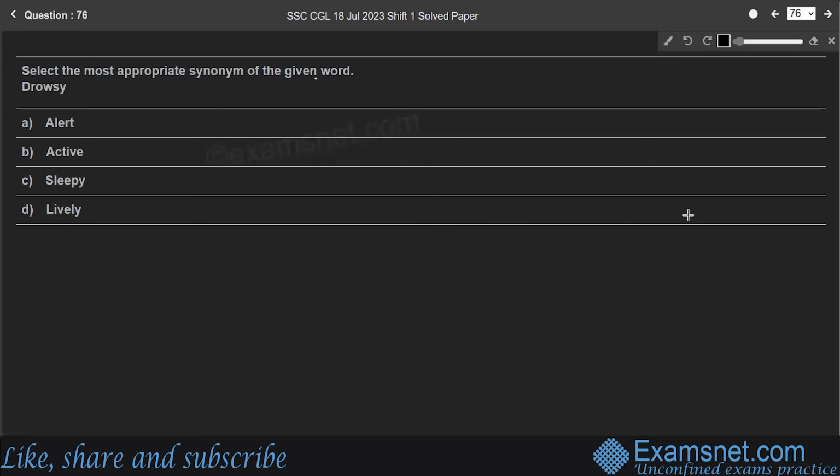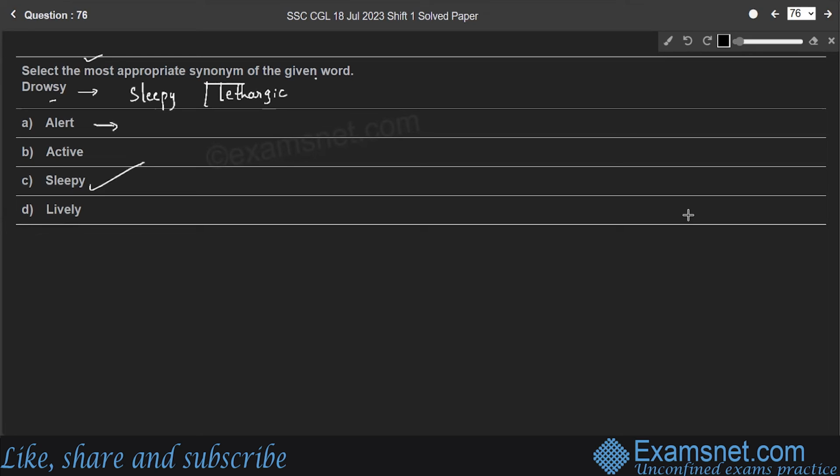Question 76. Select the most appropriate synonym of the given word drowsy. Here, students, drowsy means sleepy or lethargic, or half asleep. So all are the same. So the synonym, or similar meaning, of drowsy is option C, sleepy.